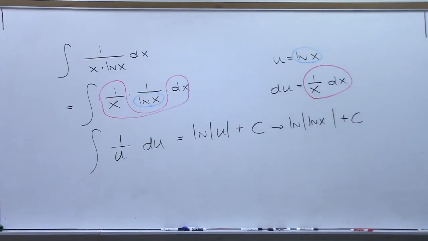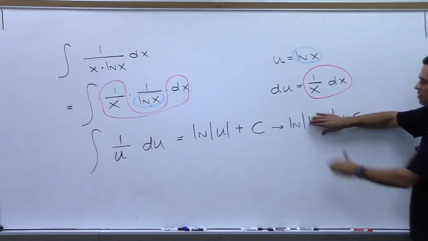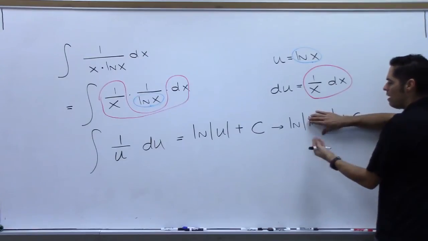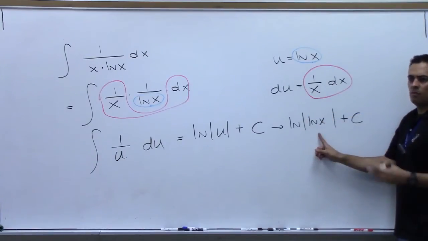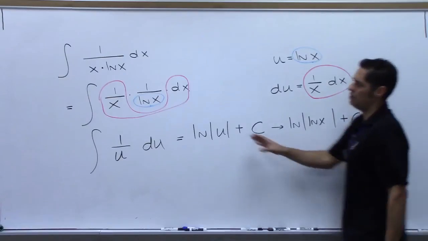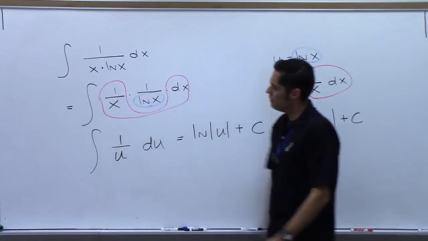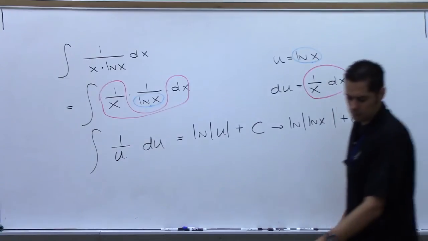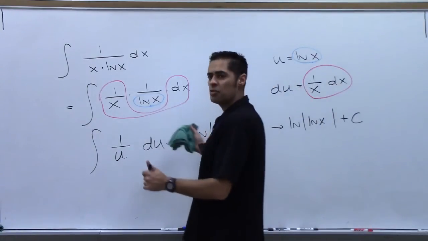So the antiderivative is the natural log of x. And how could you check it? Take the derivative, and it would work. Chain rule. Start with the outside function. Derivative of natural log of this is 1 over it times the derivative of what's in here, 1 over x. And that's exactly what this is. Okay, let's try something else.